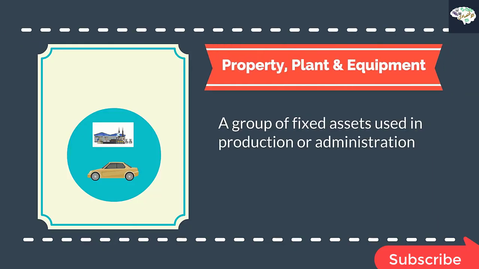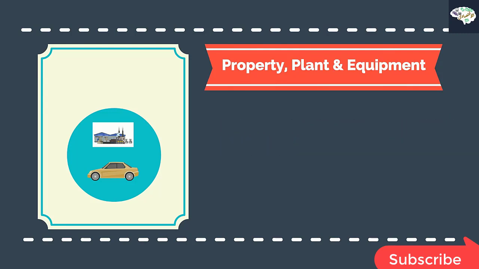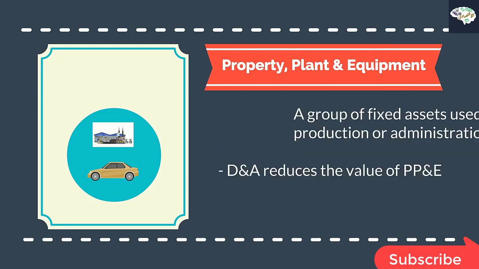Property, plant, and equipment is a group of assets typically used in production or administration. If a firm owns a production plant, its value will be shown in the PP&E account. Cars used for administrative and selling purposes will be shown here as well.